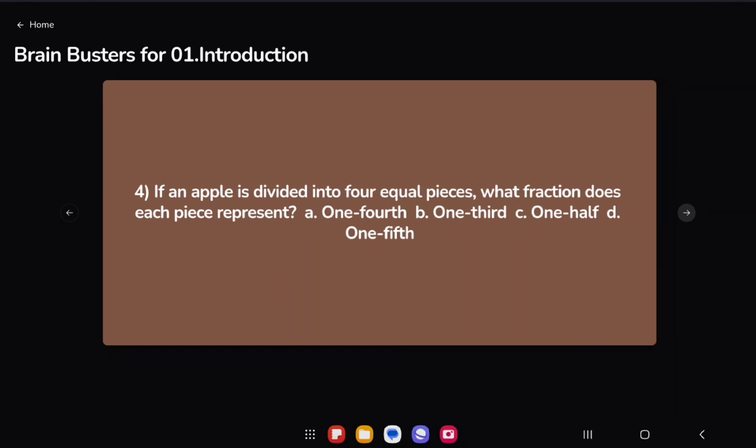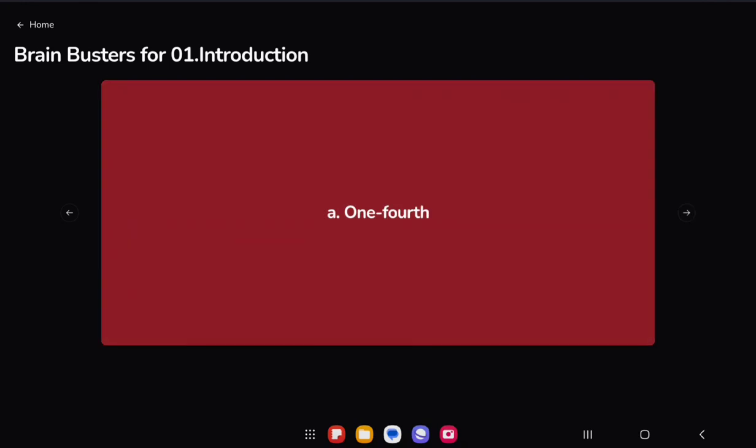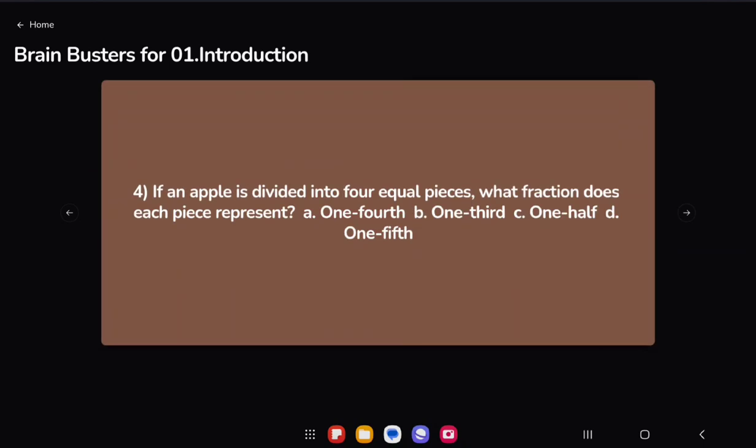Right. Now another similar kind of question. If an apple is divided into 4 equal pieces, what fraction does each one represent? Again, easy one, right? The answer is going to be 1/4, because it was divided into 4 equal pieces, right? So each piece is going to be representing 1/4 of that apple.